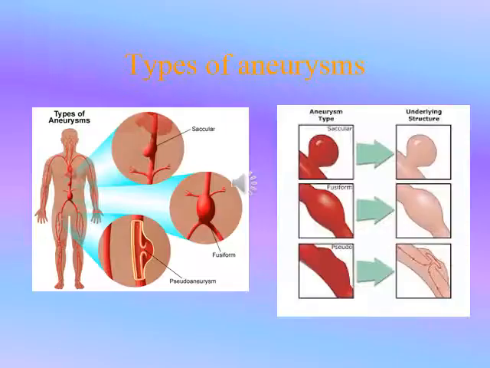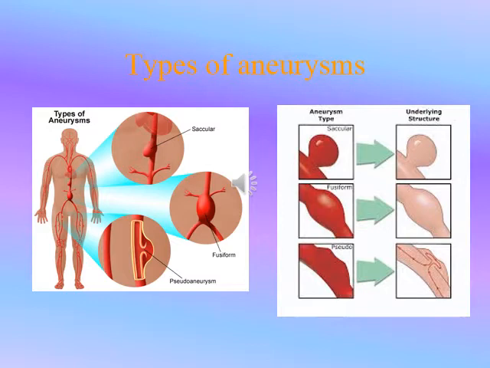In this slide, we can see three shapes or types of aneurysms that we usually meet. So there is a saccular aneurysm, as we can see on the right hand side. A saccular aneurysm takes the full thickness of the aorta, but it's a bulge on only one side of the vessel. A fusiform aneurysm also takes the full thickness, and it bulges on both sides of the vessel.